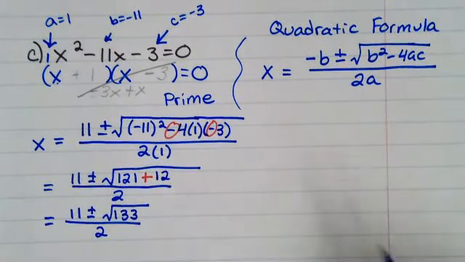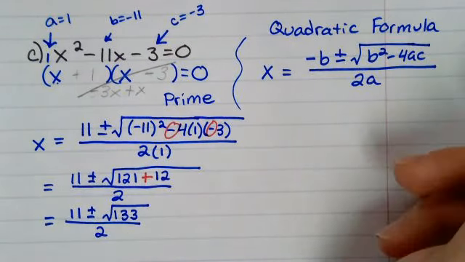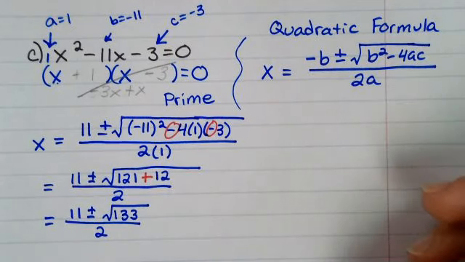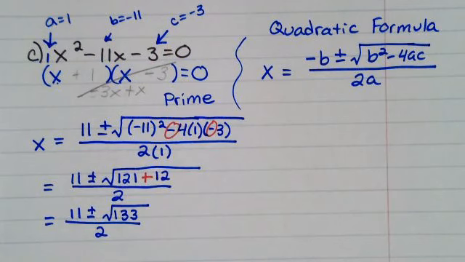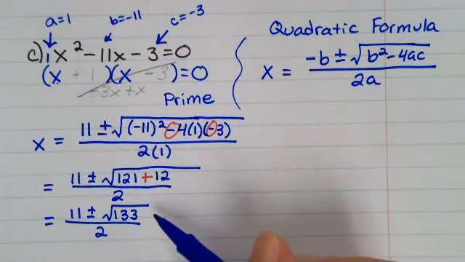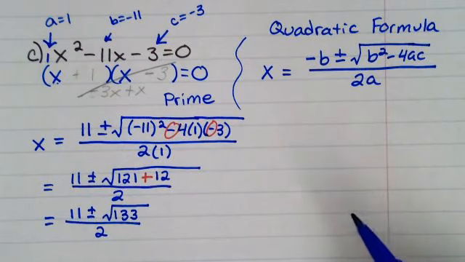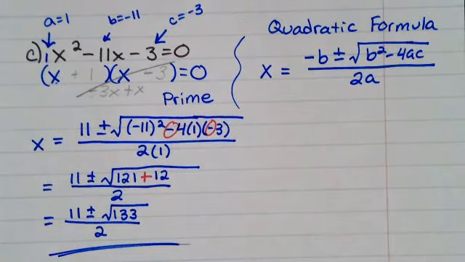And guys, if that radical could simplify, we would simplify it. That's why we practice simplifying the radicals in our last video. But this is not simplifying, so that's the best answer I can give. If your question ever asked you to give decimals, that's when you would need to type that in a calculator. And you would do 11 plus the square root of 133, all divided by 2. And then you would do 11 minus square root of 133 divided by 2. But as it is, this is your answer.